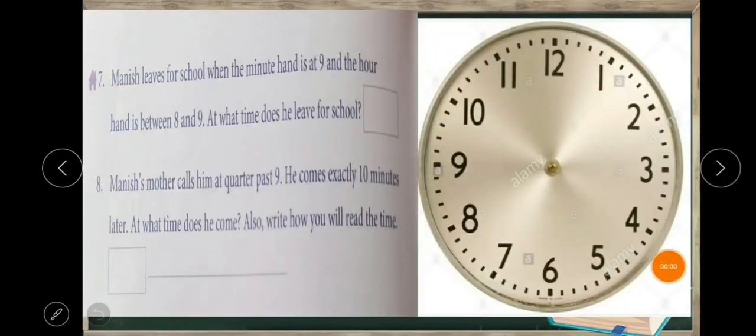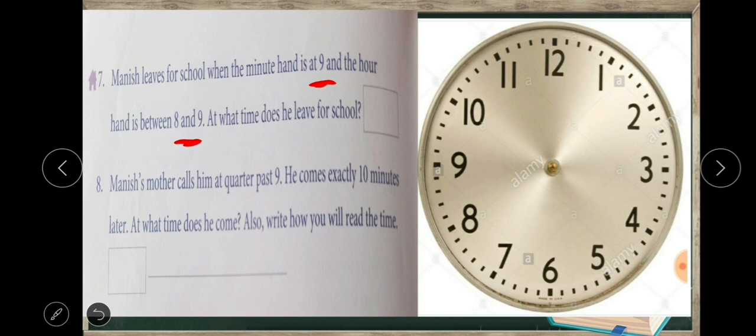Okay. The next question is: Manish leaves for school when the minute hand is at 9 and the hour hand is between 8 and 9. At what time does he leave for school? Manish leaves for school when the minute hand is at 9, where the hour hand is between 8 and 9.